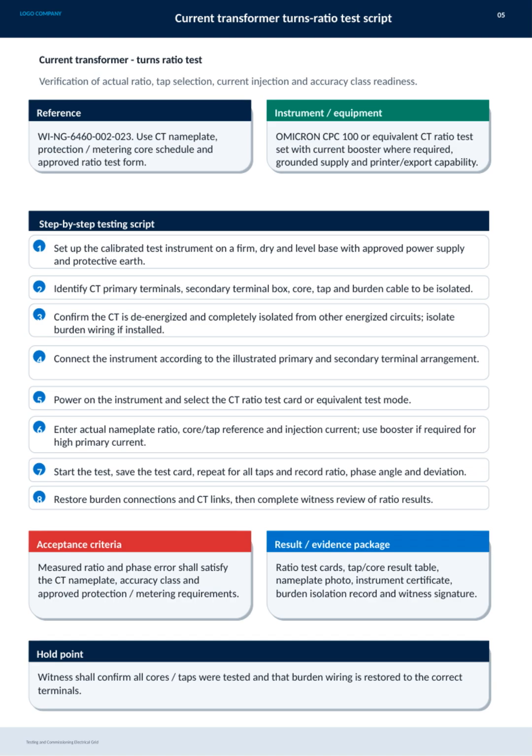Acceptance criteria dictate that measured ratio and phase error must meet the CT nameplate, accuracy class, and approved protection or metering specs. The result package should include test cards, a tap and core result table, a nameplate photo, instrument certificates, burden isolation records, and a witness signature.